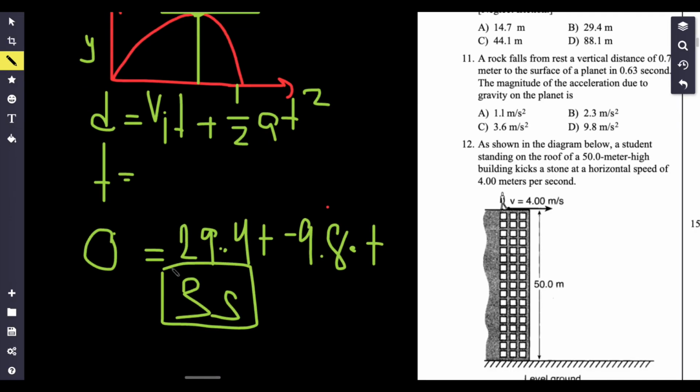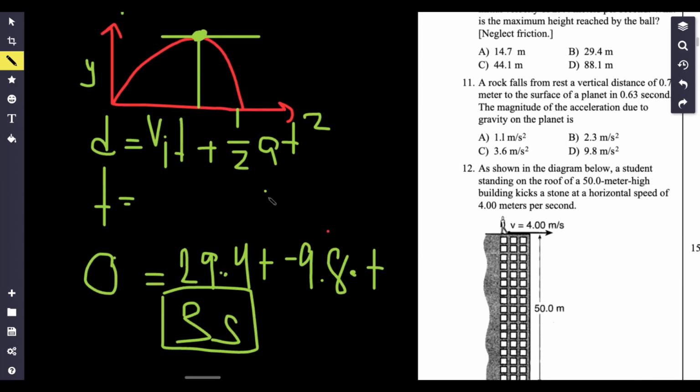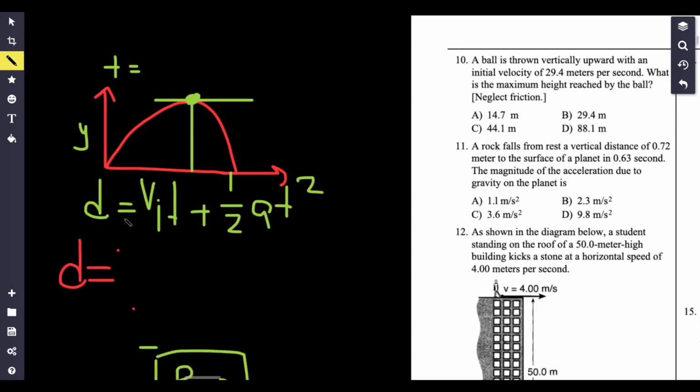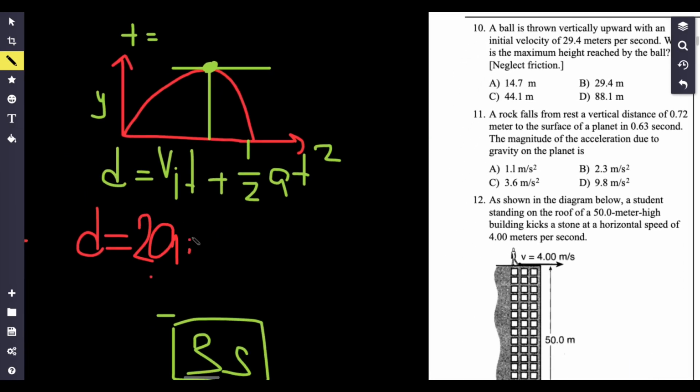All right. Now all we have to do is use this formula right here and just plug and chug everything. So let's do that. Displacement is equal to initial velocity, 29.4, times time, plus 1/2 times our acceleration, times 3 squared, which is 9.